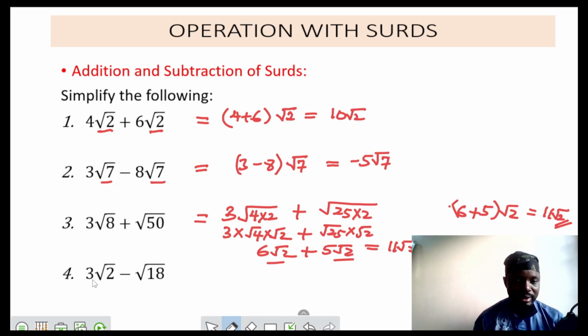This one is already simplified. It is 3 root 2. Root 2 is already the minimum root that you can get for this one. But what of root 18? It's not the minimum. So we have 3 root 2.